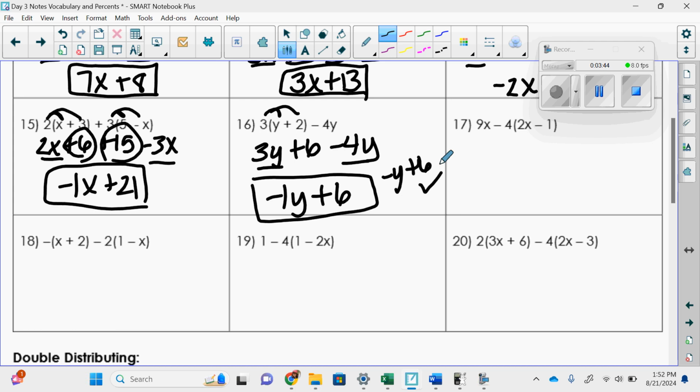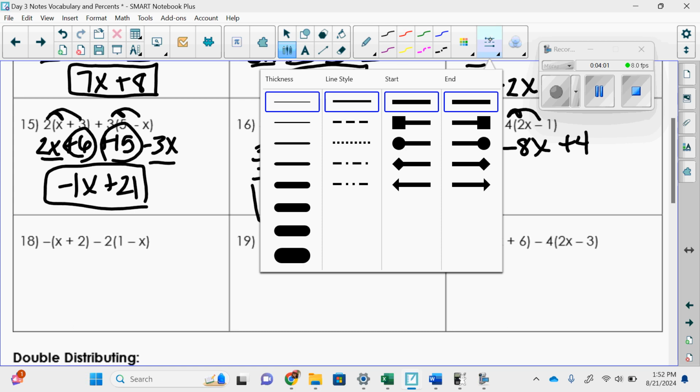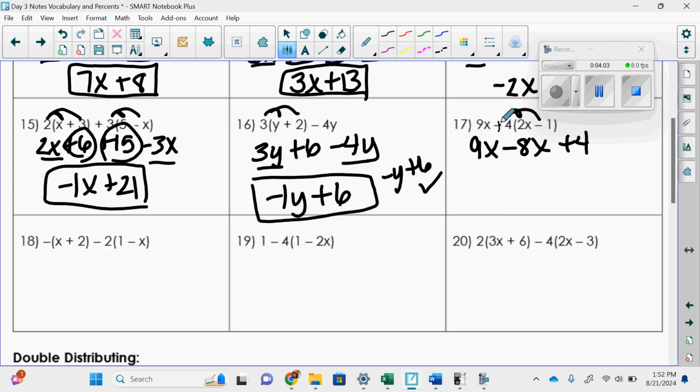17, do not subtract first, jump straight to distributing. Distribute in that negative 4, so we have 9x minus 8x, because negative 4 times 2x is negative 8x, plus 4. Don't forget to distribute that negative along with the 4. So negative 4 times negative 1 gives us that positive 4. Now combine our like terms. 9x take away 8x leaves us with 1x. So we have 1x plus 4.